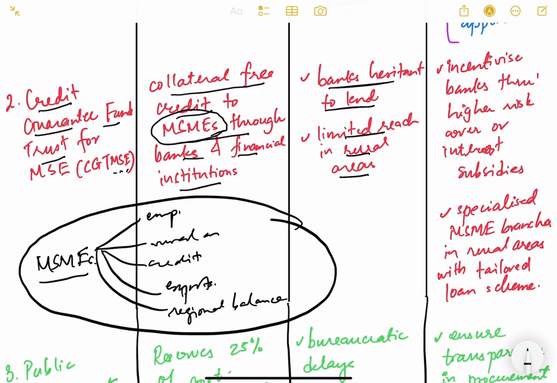Now what is the proposed solution for these problems? One is that we can incentivize banks to lend to MSMEs through higher risk cover or interest subsidies. So that is one way of doing it. Then establish specialized MSME branches in rural areas with tailored loan schemes. So we can incentivize banks to set up special branches in rural areas which will lend to MSMEs especially, and the loan scheme can also be tailored to the particular area.